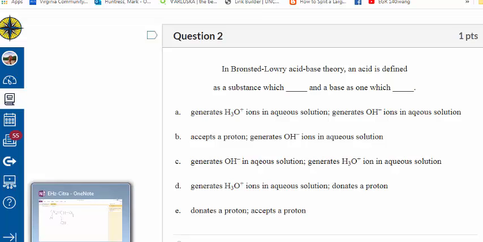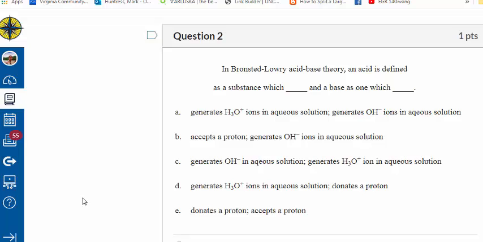So starting as simply as possible with Arrhenius, the Arrhenius theory is that an acid directly gives H plus to solution, or donates a proton, because H plus is a proton. And bases, since any basic solution will have a high hydroxide concentration, Arrhenius theory says that bases directly put hydroxide, OH minus, ions into solution.